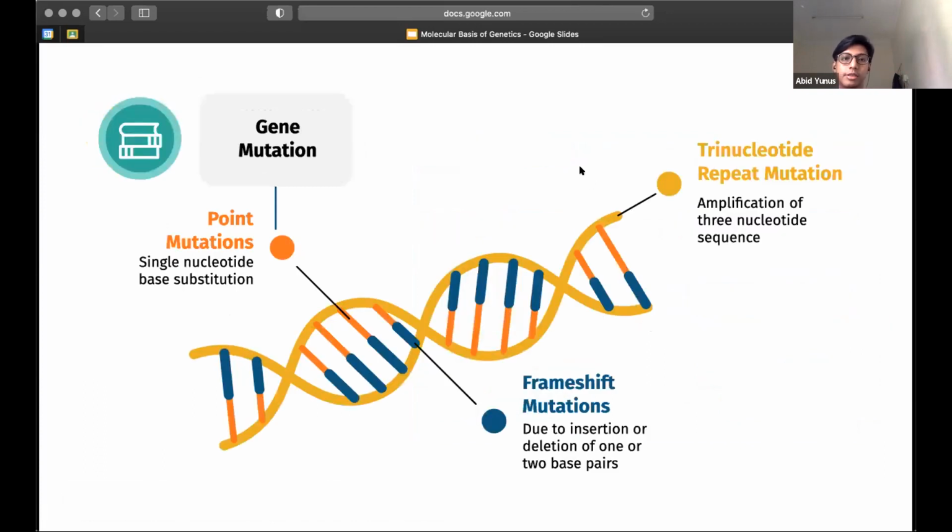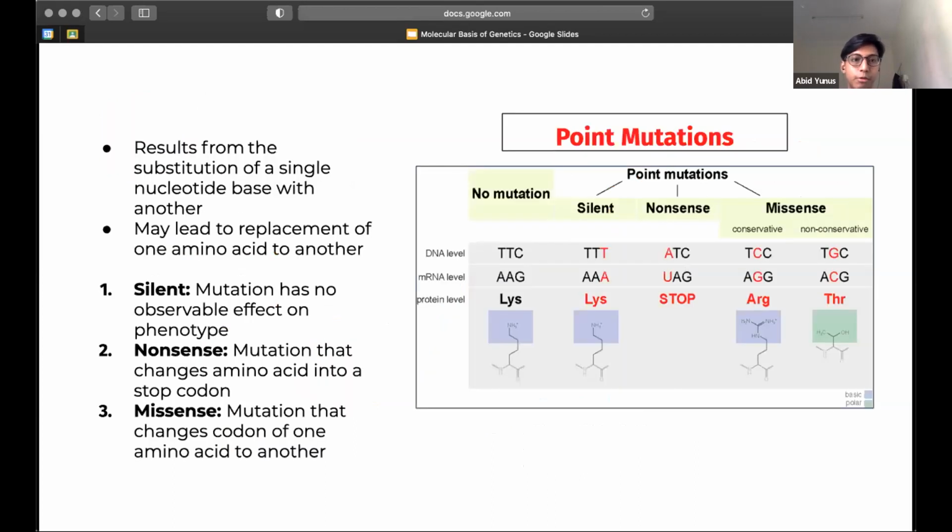Okay, and finally, gene mutation. There are three types of gene mutation: point mutation, frameshift mutation, and also trinucleotide repeat mutation. In point mutation, it results from the substitution of a single nucleotide base with another, and it may lead to replacement of one amino acid with another. So the three types of point mutation are silent, nonsense, and missense.